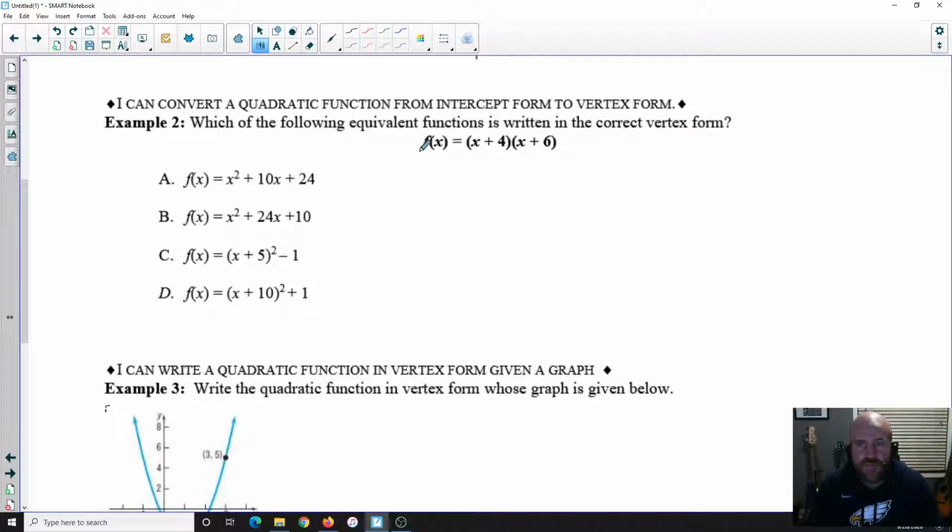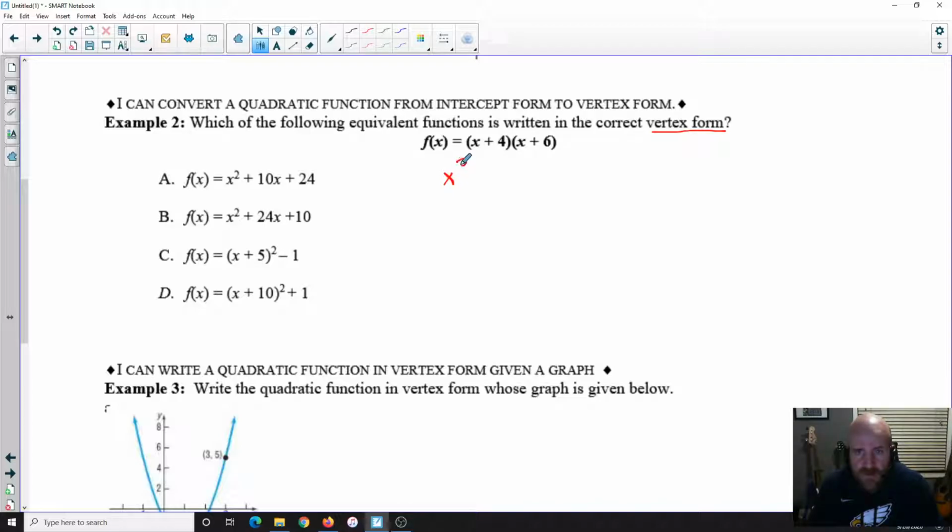All right, in example 2, they give us the quadratic in intercept form. What it wants is which of the following is an equivalent function written in the correct vertex form. So we're looking for vertex form. The first two can be eliminated right away. We have standard form here, so we know it's not A or B. What we have to do when it's in intercept form is multiply this out. So it's just one step before we complete the square.